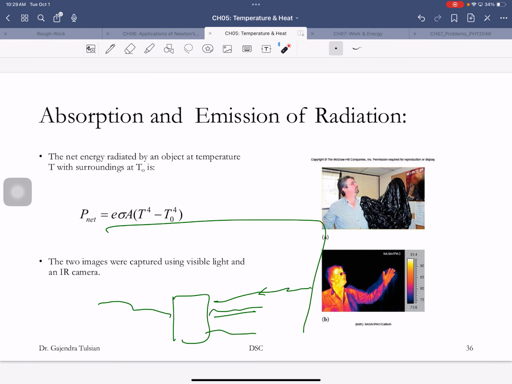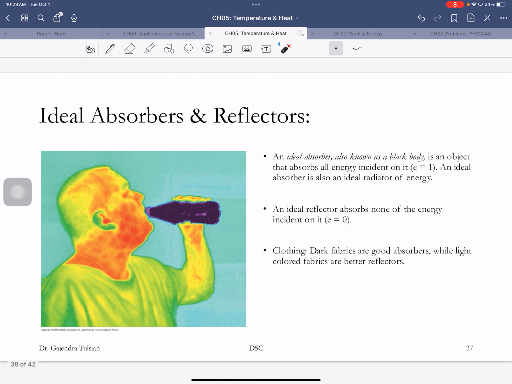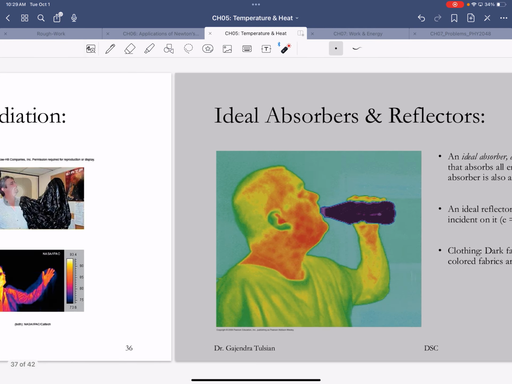All right, so this is your temperature, and this is the surrounding temperature. If the surrounding temperature is higher, the loss would be negative, meaning you're gaining heat.